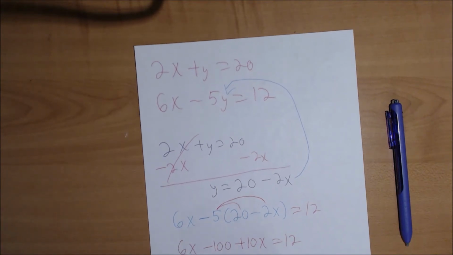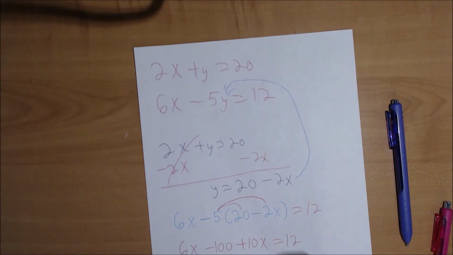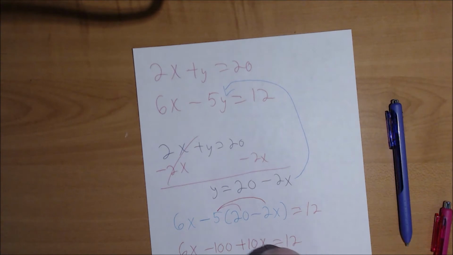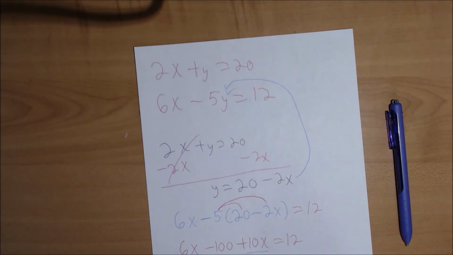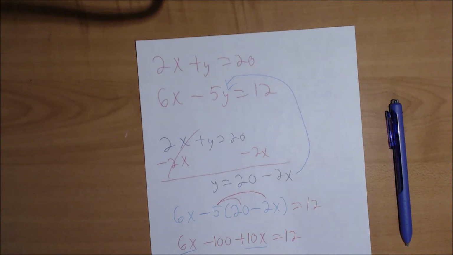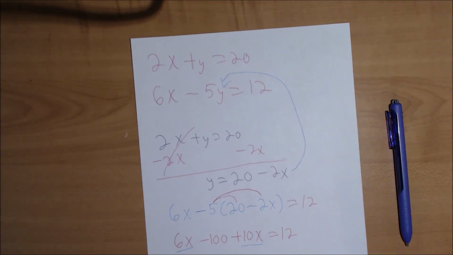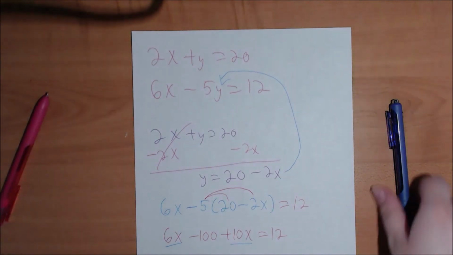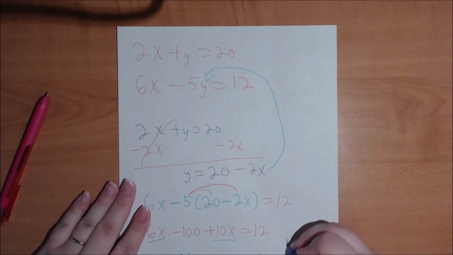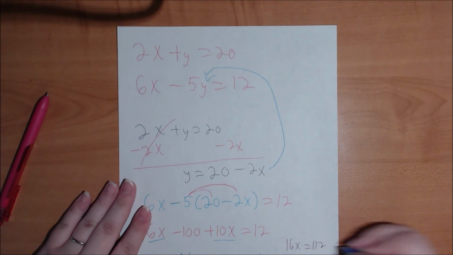So right off the bat, I see that these are like terms. Let's go ahead and combine them. Okay, so 6x plus 10x is 16x minus 100 equals 12. Now let's move that 100 over. I'm going to add 100 to both sides. That leaves me with 16x equals 112. Goodness. I ran out of room, so I'm going to rewrite it: 16x equals 112.